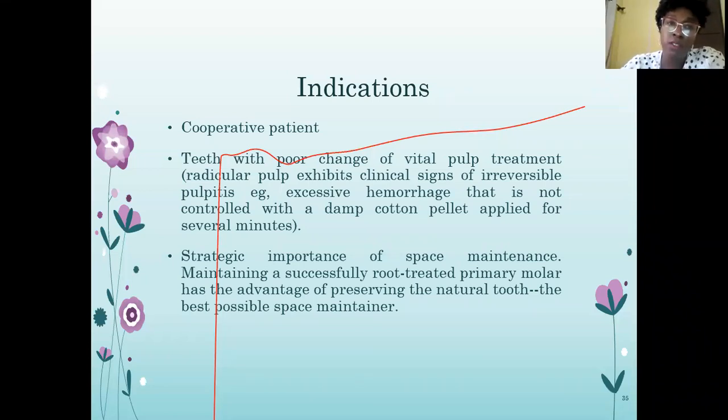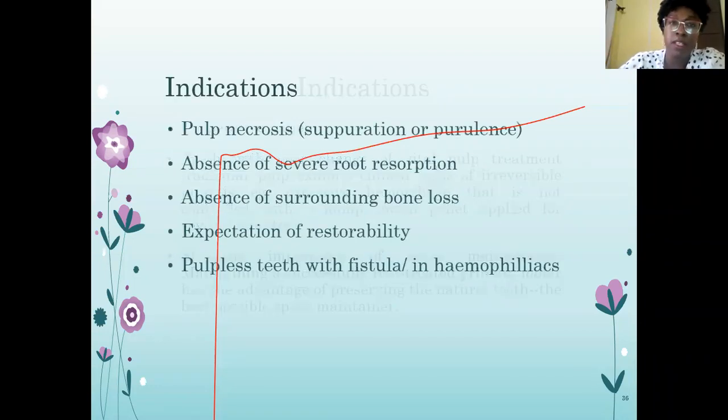The other indication is strategic importance: you want to maintain that space, because a tooth is still the best space maintainer. Other indications: pulp necrosis, you have an abscess, absence of severe root resorption, absence of surrounding bone loss, when you know you can restore your tooth, and teeth which have no pulps with no fistula.